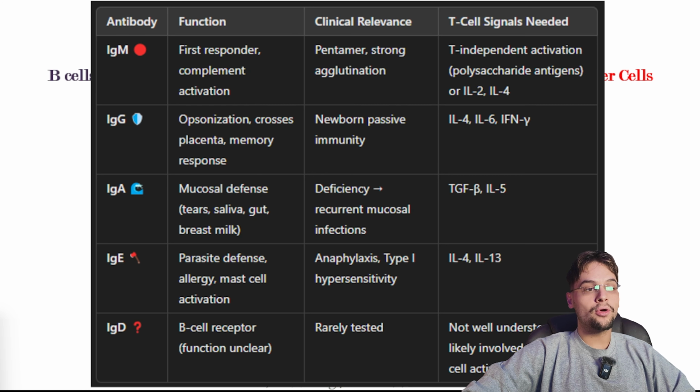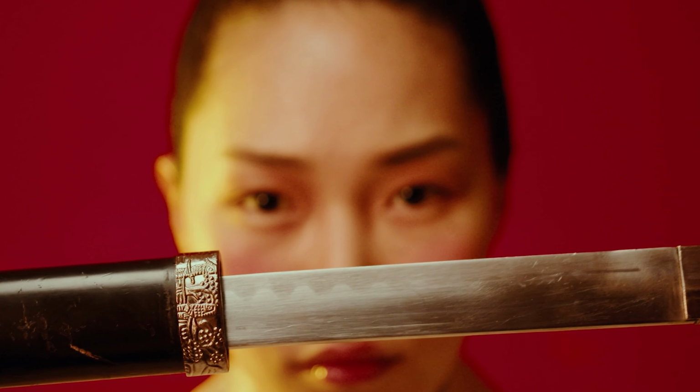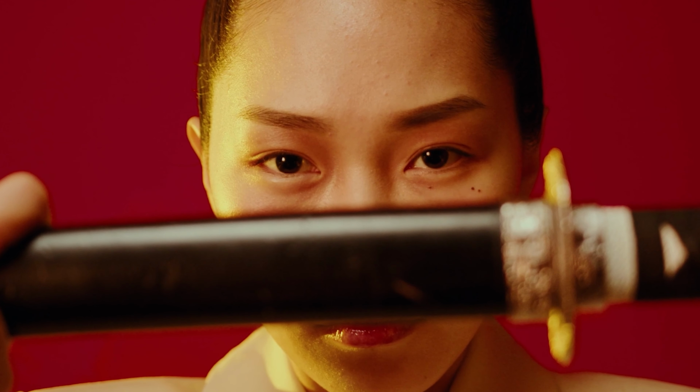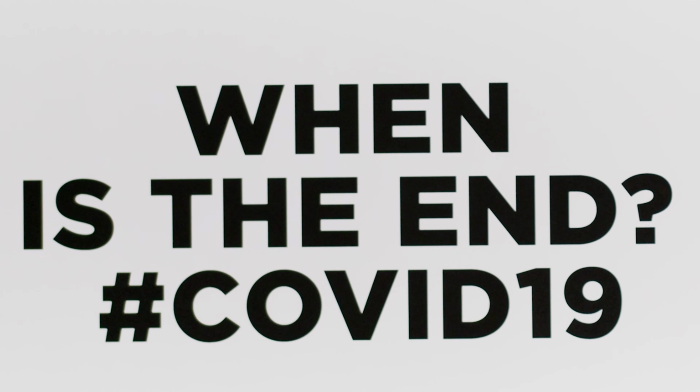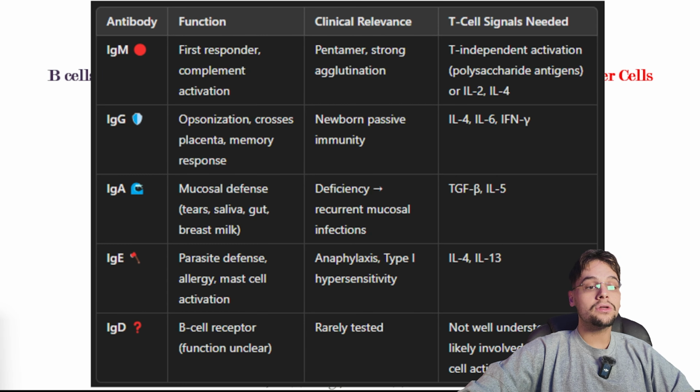There's also memory B cells, remember, and secondary response. Think of memory B cells as experienced warriors who remember past battles and immediately counterattack. Vaccines work by generating memory B cells. So what happens, we inject an antigen into the body, and your B cells create a formula to remember the antigen.